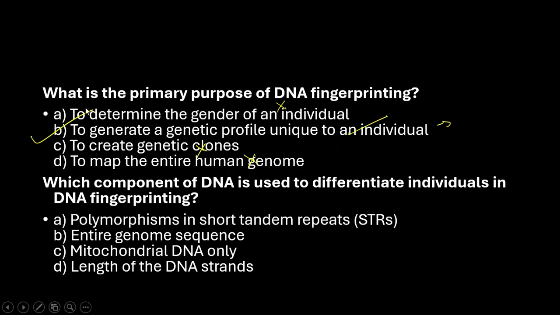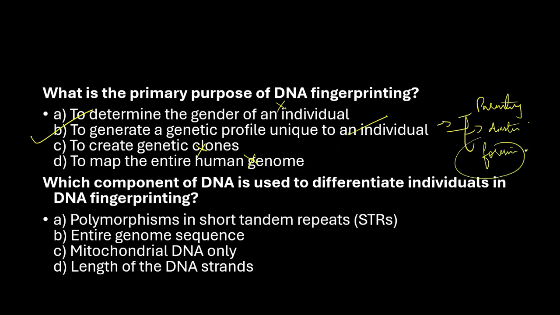It can help us in many ways, especially to find out paternity, that is whose parents, and during disasters, etc. Apart from this, it is helpful in forensics, where we identify who the real culprit is. If somebody is convicted wrongly, we can also give justice to the person in this way as well, right? Now the next question: which component of DNA is used to differentiate individuals in DNA fingerprinting?